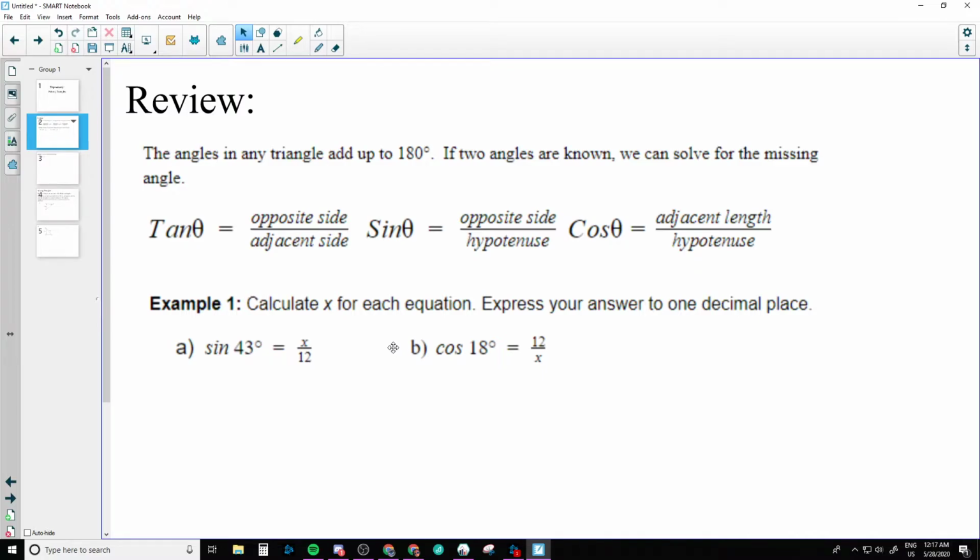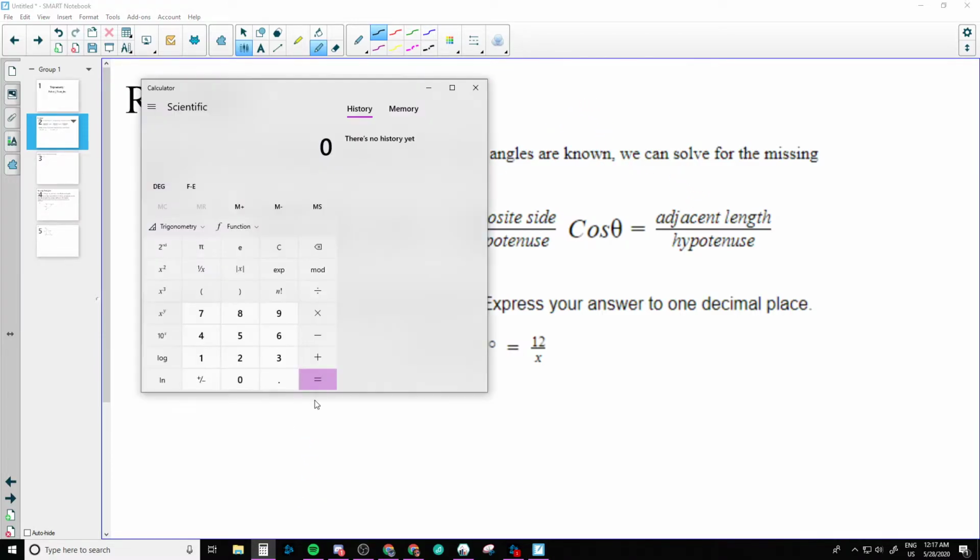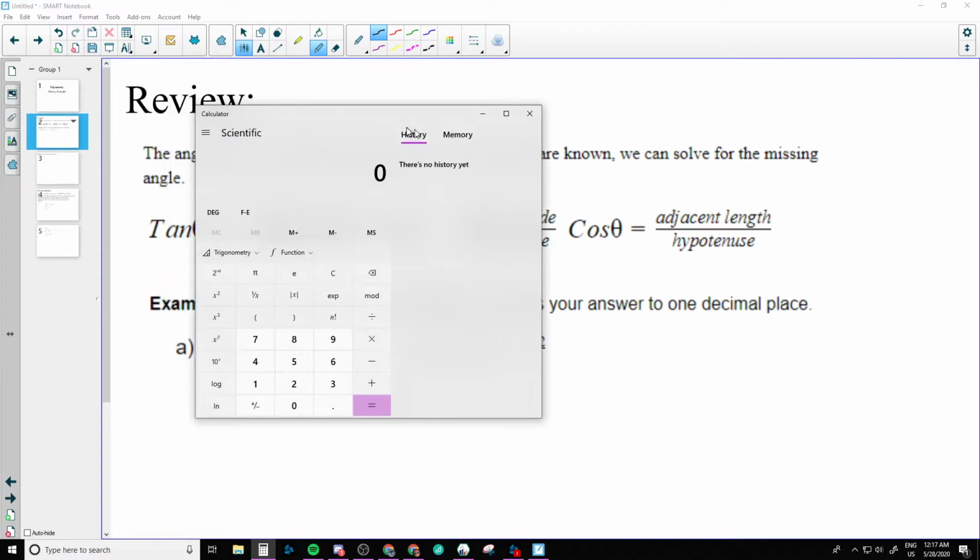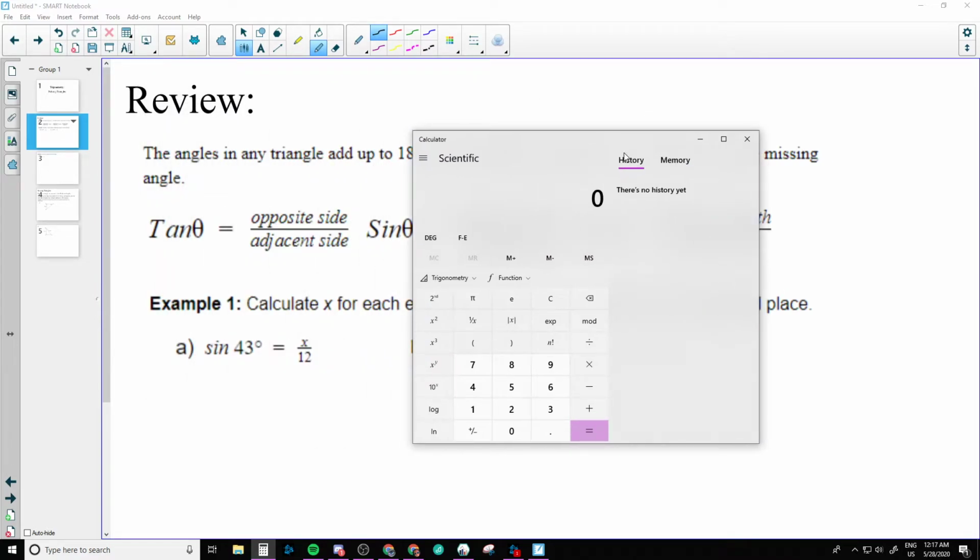Let's do a couple of examples that help us remember the things that we've covered earlier, and then we'll get into two example triangles that we need to solve. So this one asks us to calculate x for each equation. So this one here, we've got x on the top, and we remember that if x is on the top, we're going to multiply.